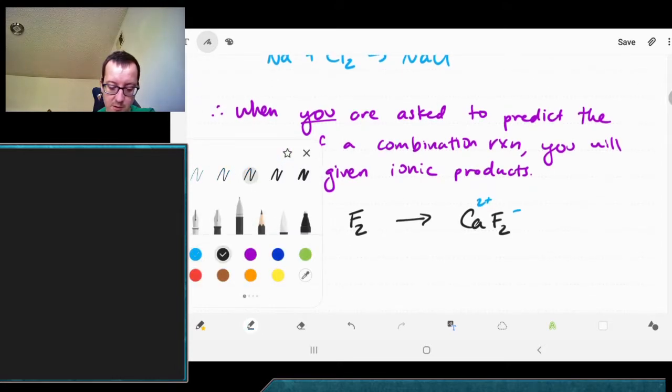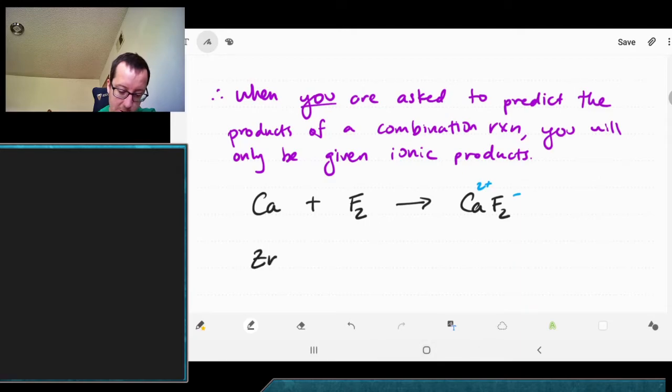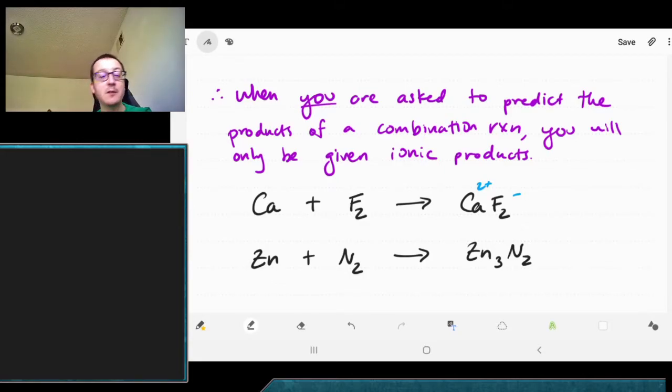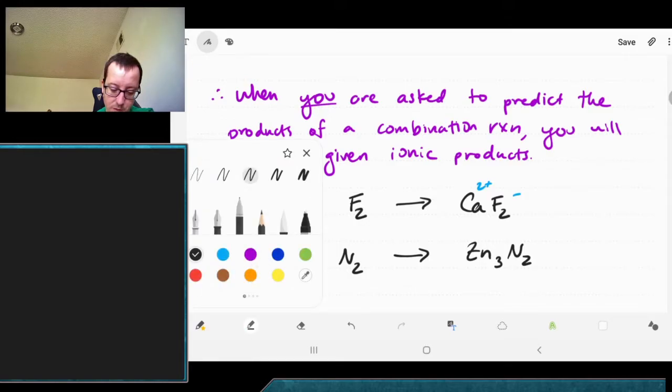Or if I were to give you, say, how about zinc and nitrogen? Notice we just have two things we're putting together. That's how we can identify it as a combination reaction. For us, you would hopefully get this as your product. Remember, zinc is always 2 plus, nitrogen 3 minus. So zinc nitride will always have the formula Zn3N2. So it may also be a good idea to go back and review your charge balancing. So hopefully that'll work there for you.